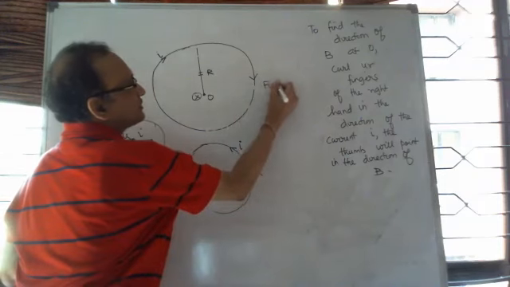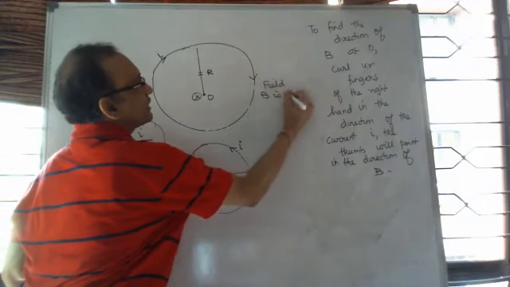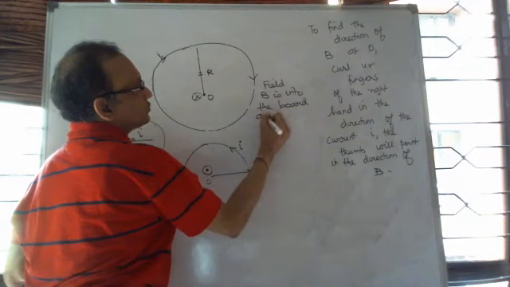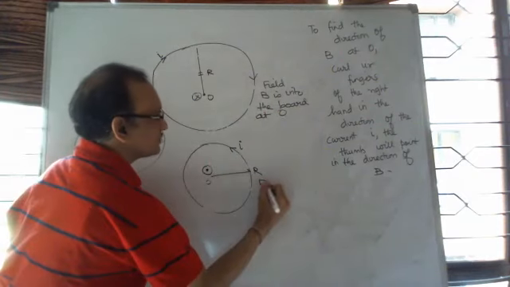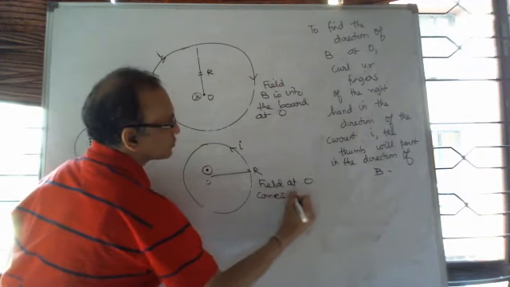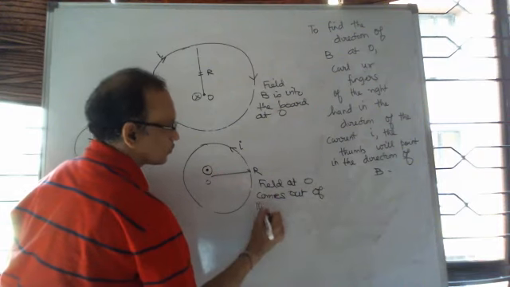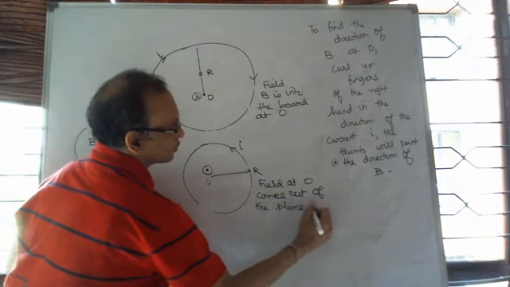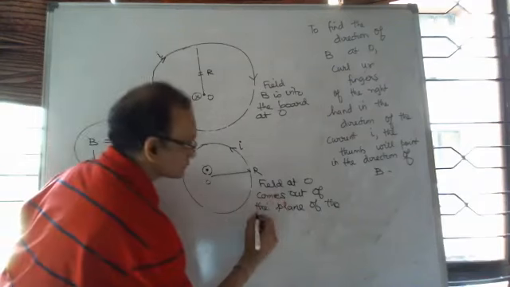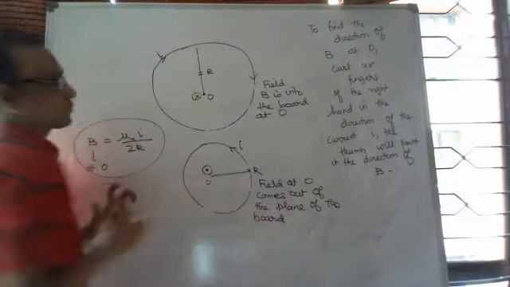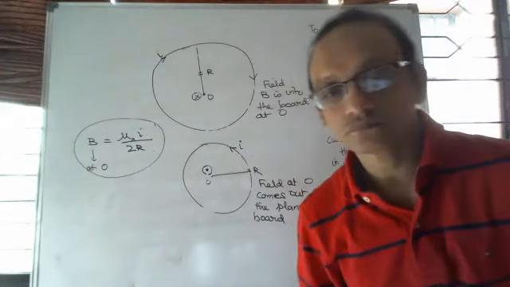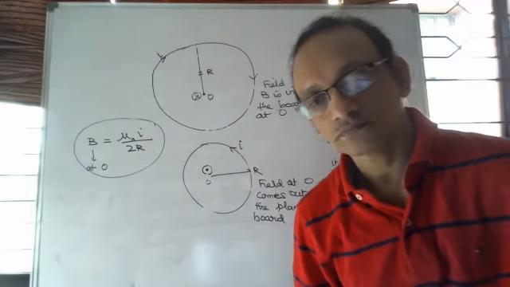So field B is into the board at O. In this case, field at O comes out of the plane. ये into का sign है, ये बाहर आने का sign. Yes or no? Yes, sir.